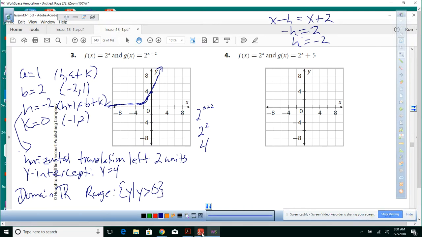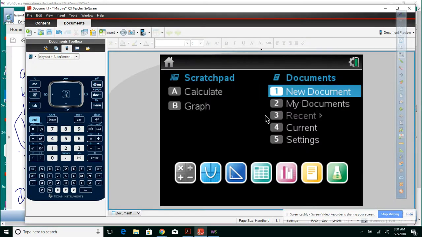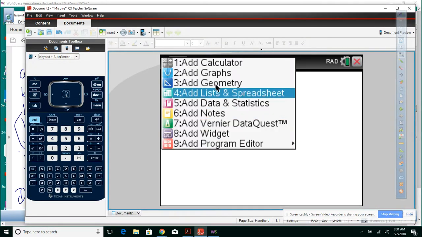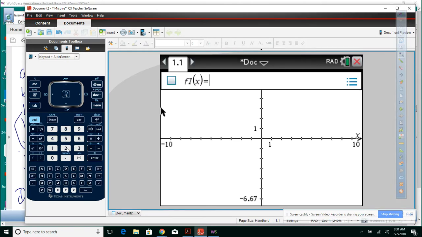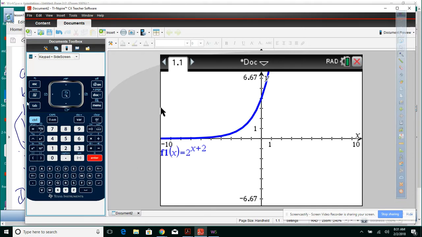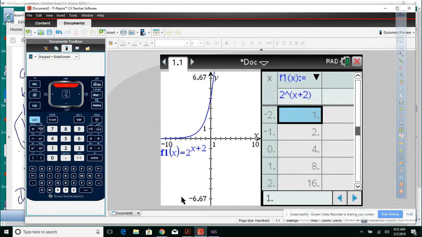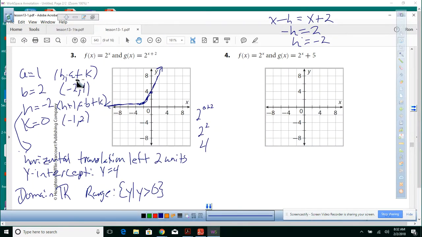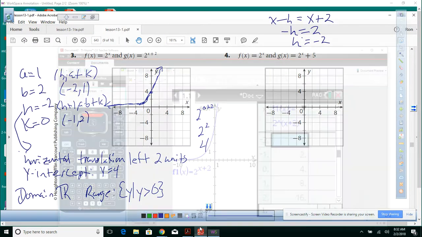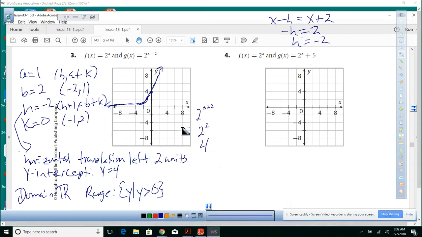Again, we can graph that. Let's graph that and check that. On new document, in graphs, we got 2 caret x plus 2. And then let's see, control table, we'll check our points. And we had negative 2, 1, negative 1, 2, and 0, 4. So those all checked out. Good deal.